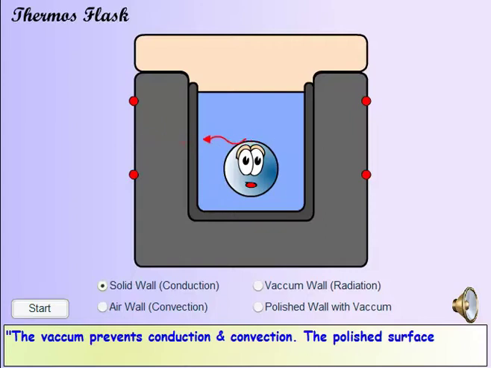So the inner walls are polished shiny, so that all the radiation bounces off the walls, and that stops the heat leakages completely.